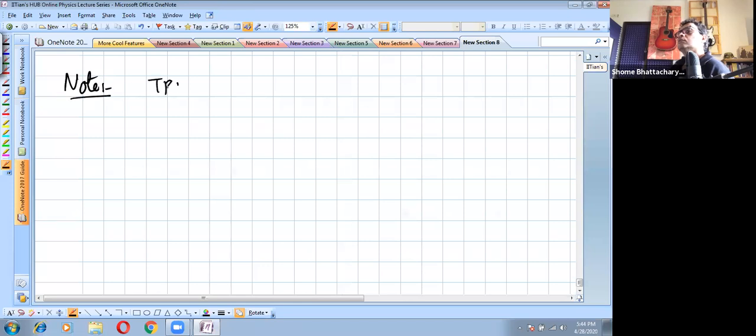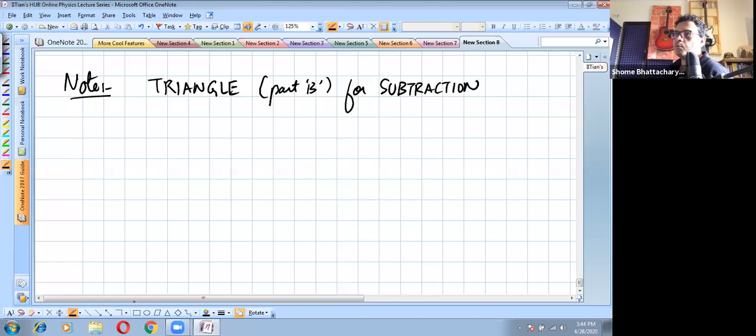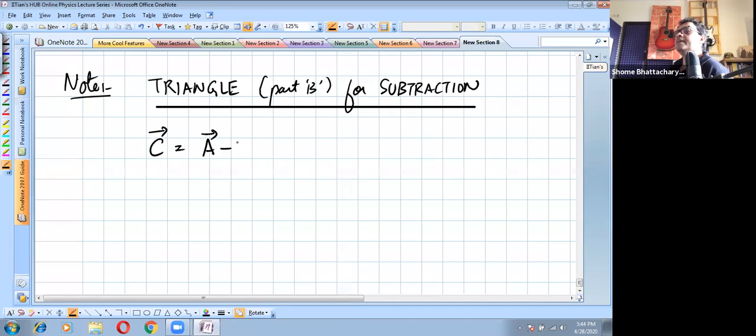triangle law. You can think of this like a part 2 of triangle law, part B, for subtraction. Now abhi tak humne subtraction kaise kiya, we have just done it by component algebra, but now we'll also understand how we can use a modified form of triangle law or part B of triangle law for doing subtraction of two vectors. So if I have a vector C which is equal to a vector A minus a vector B.